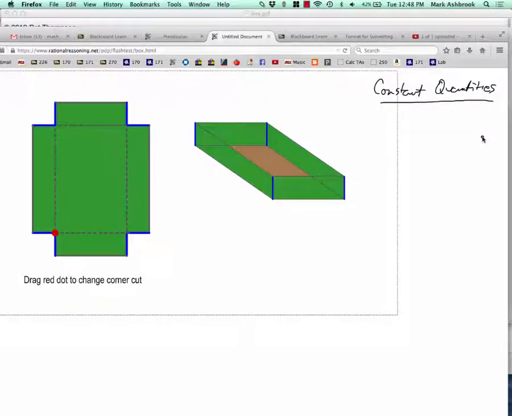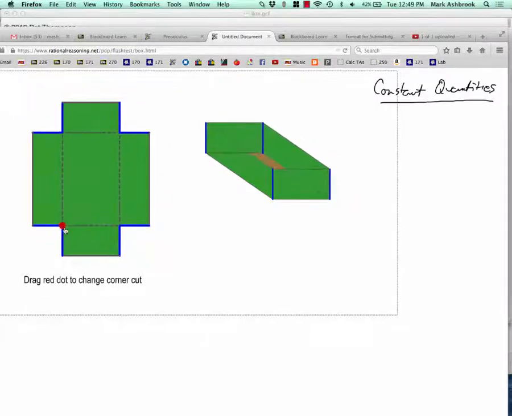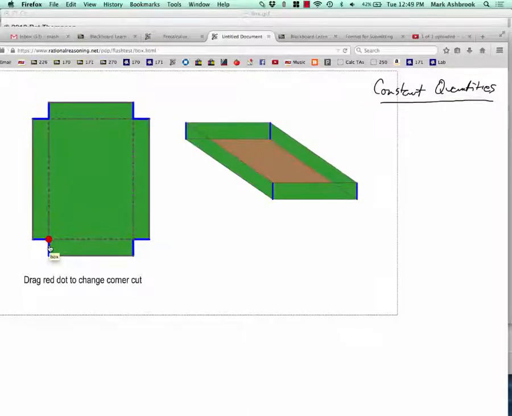Okay, who's got a good constant quantity in this situation? Tell me your name. Justin? The length of the resulting box. Is that a constant quantity? Does the length of the resulting box stay constant, or can it change? What do you think, Justin? It can change, right? So that's a good one for changing. Let's just start that list too.